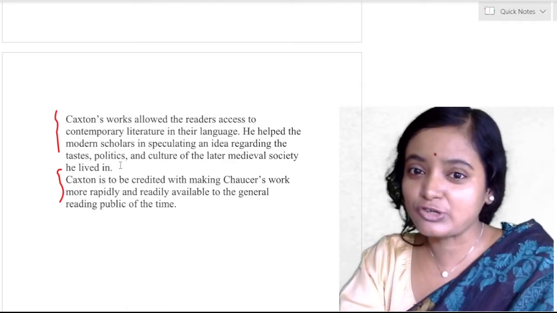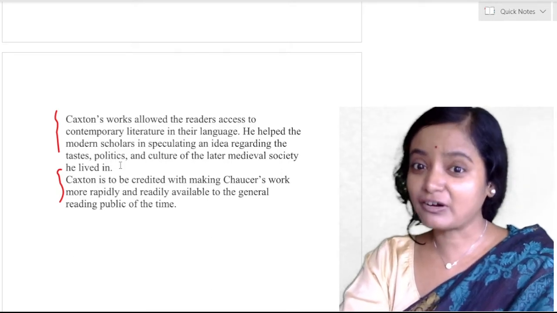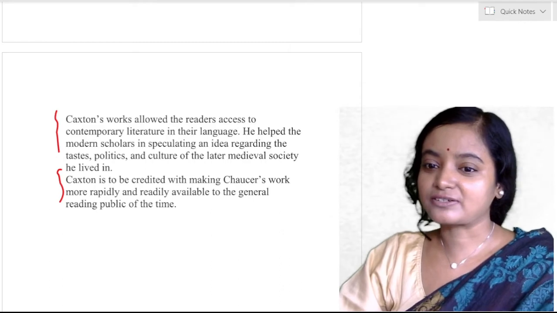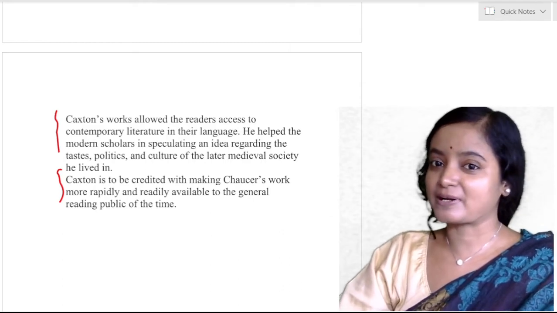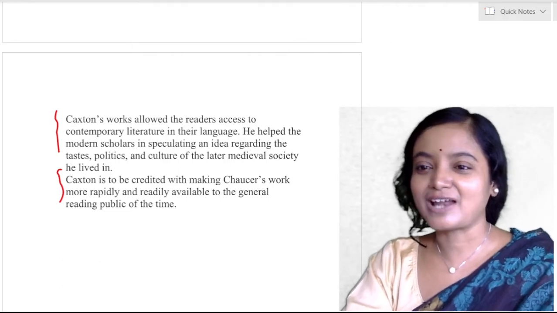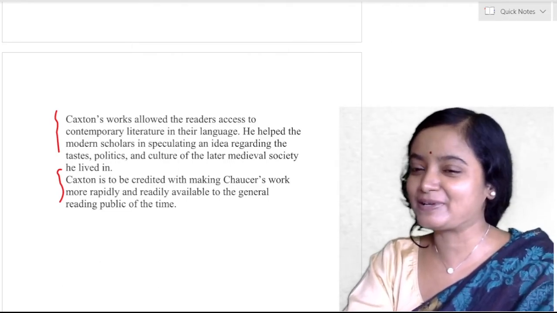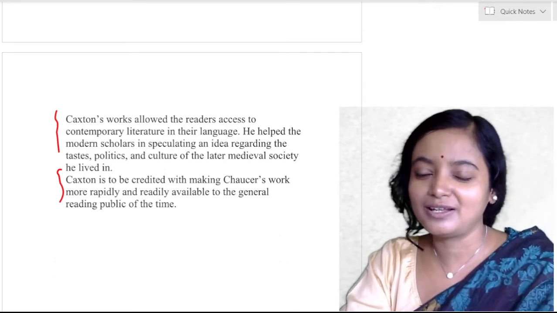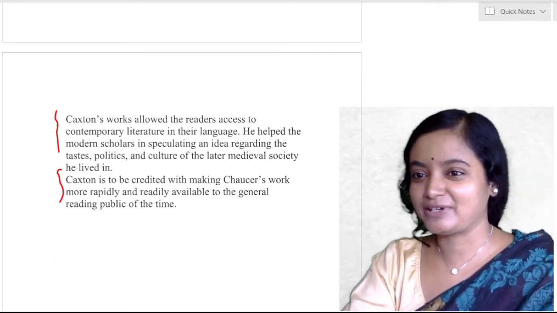And obviously Chaucer was the main towering figure of medieval literature, but apart from Chaucer, through Caxton's work we come to know about many other persons also, like John Gower and Lydgate. So we can feel how valuable Caxton and his printing press and his translating power and his criticism were to learn and discuss medieval literature.